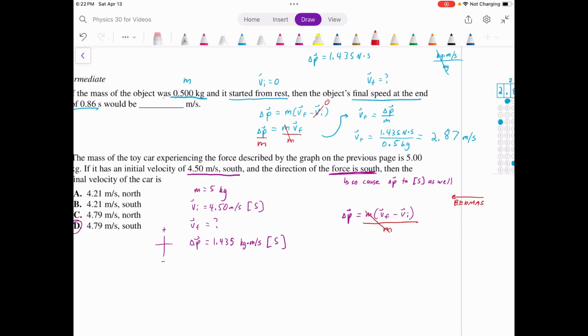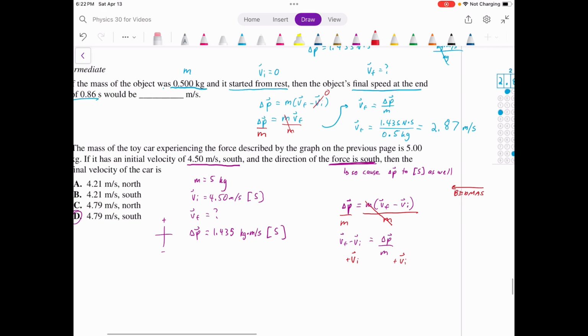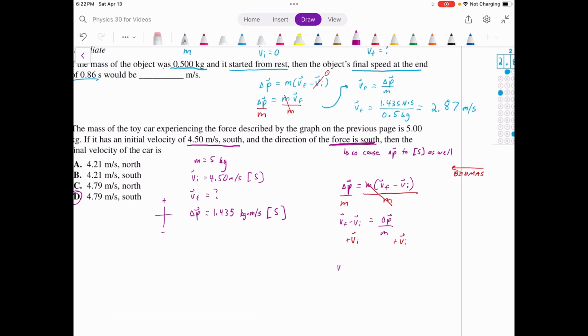Being multiplied by mass, so let's divide by mass to undo that. We'll get that V final minus V initial equals the change in momentum divided by the mass. And now we got rid of everything outside of the brackets. We can move into those brackets. We're subtracting VI from VF. To undo that, the opposite would be to add the initial velocity to both sides. So we get that the final velocity will be the change in momentum over the mass plus the initial velocity.